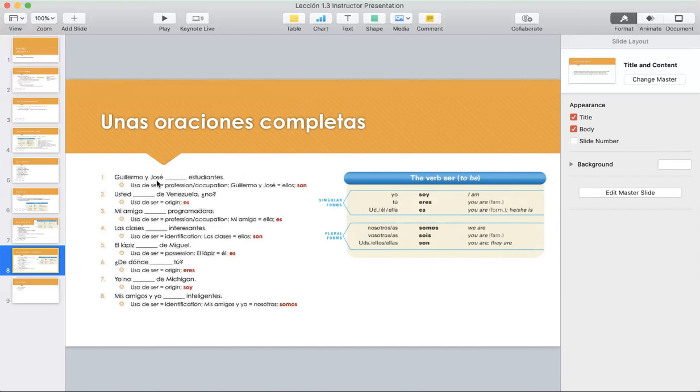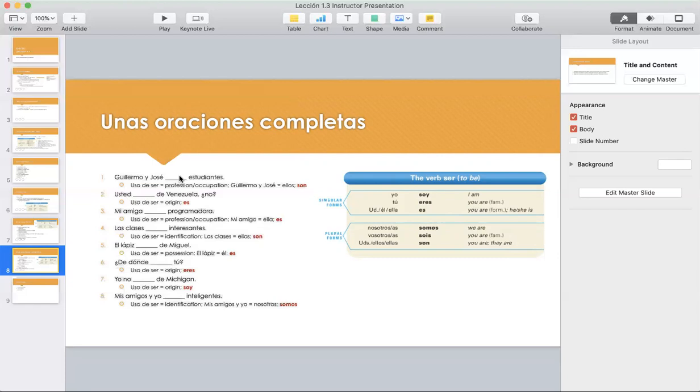So Guillermo José, we have a missing spot here, estudiantes. So Guillermo and José, estudiantes, students. So here we're indicating their profession or occupation. And this is what I was telling you before. We don't want to think about the verbo ser as something just permanent because again, you could be a student for a semester, a student for 3 years, and then you're done.